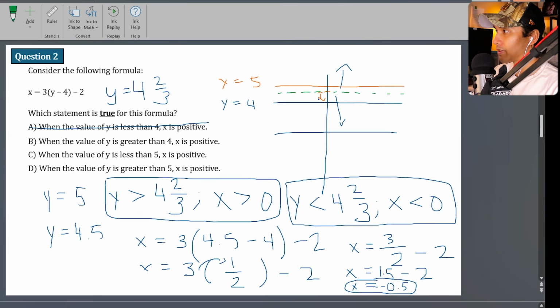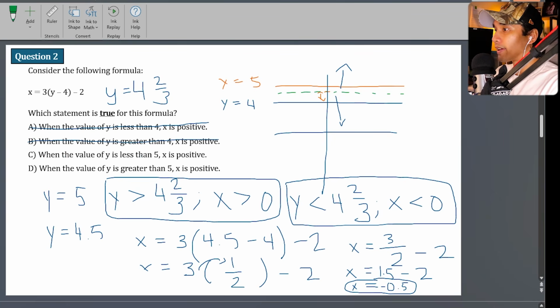So there's a small interval between 4 and 5, right here, where it's negative. So I could cross this one out. Now let's go ahead and see our other answer choices.